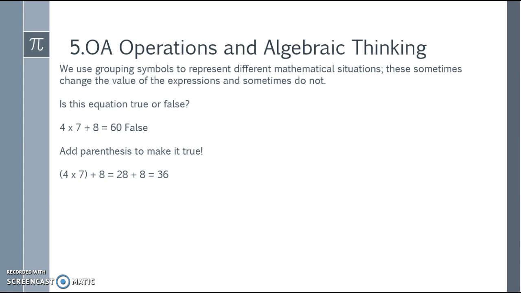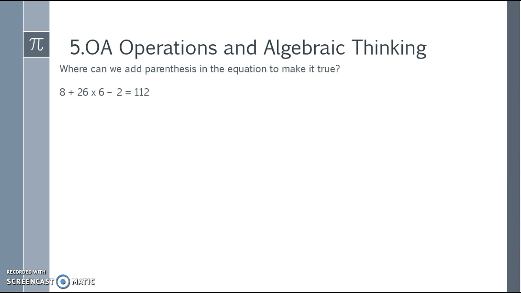Well, 4 times 7 is 28, and when I add 8 to that, we get 36. That does not equal 60. So let's try grouping a different way. 4 times the quantity 7 plus 8. Well, when we're in parentheses, we have to do those first before multiplication. So 7 plus 8 is 15. When I multiply that by 4, we get 60. So we found the correct solution by adding in parentheses.